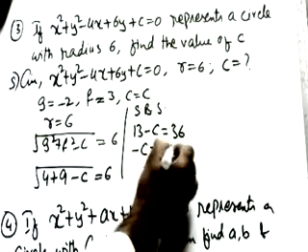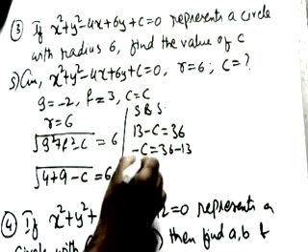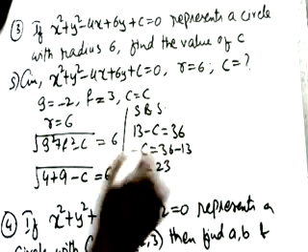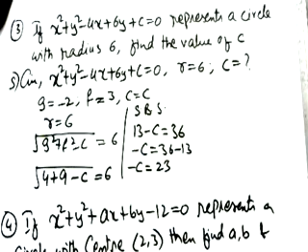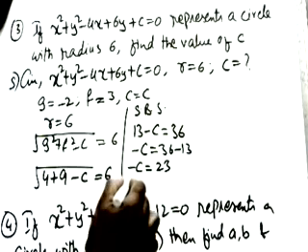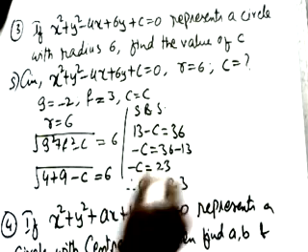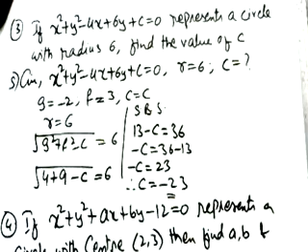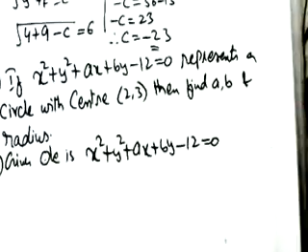Now bring this here: minus c equals 36 minus 13. So minus c equals 36 minus 13, which will be 23, no? Bring this minus here. So therefore c equals minus 23. So what is the value of c? The c value is minus 23.